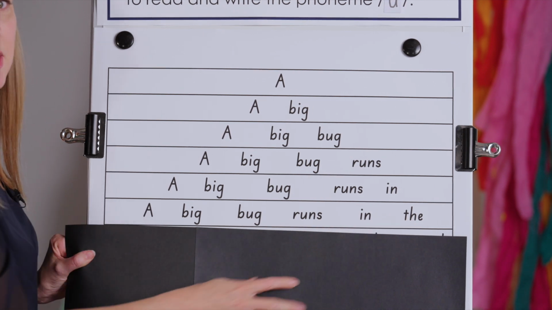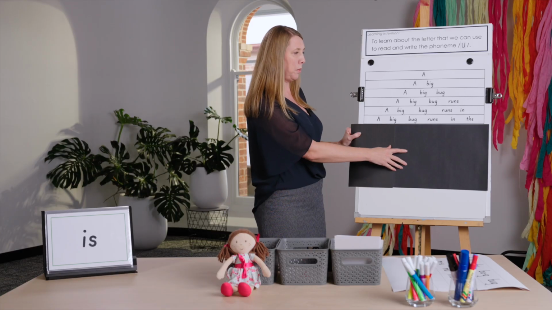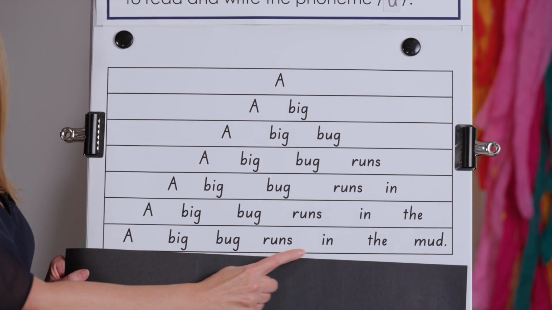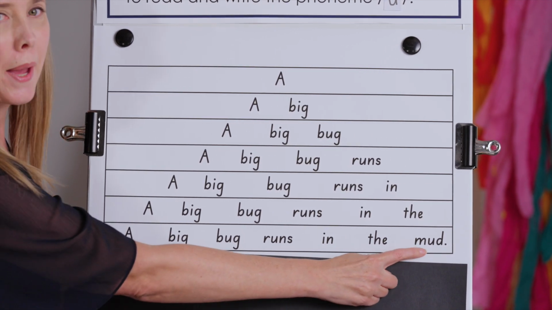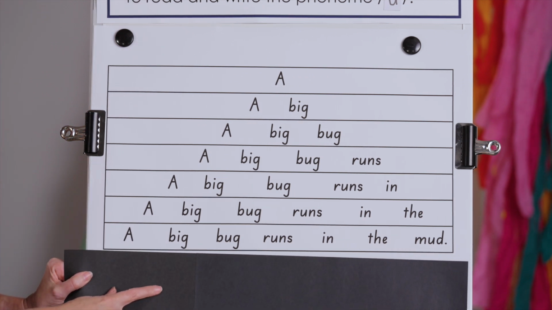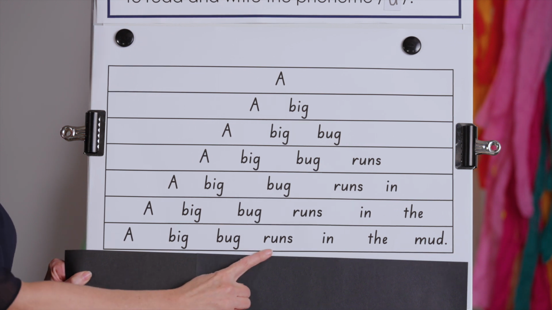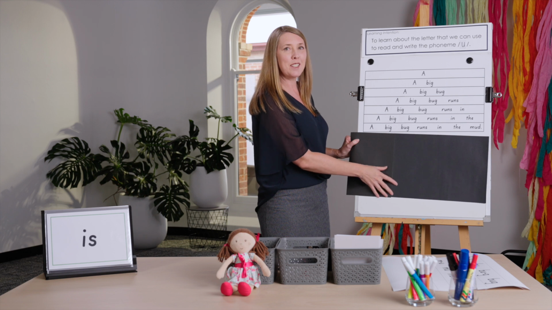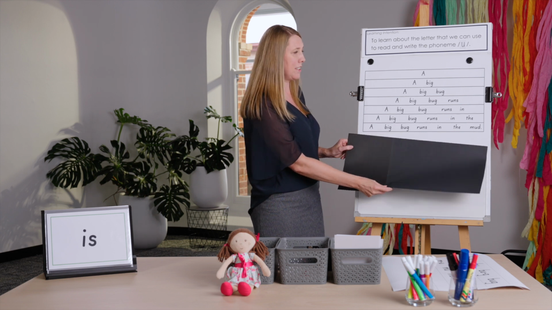That's one of our tricky words that we know. I wonder what a big bug is going to run in. Let's find out. A big bug runs in the mud. A big bug runs in the mud. Let's read that one more time. A big bug runs in the mud. I wonder if that bug gets his feet all muddy when he runs in the mud.